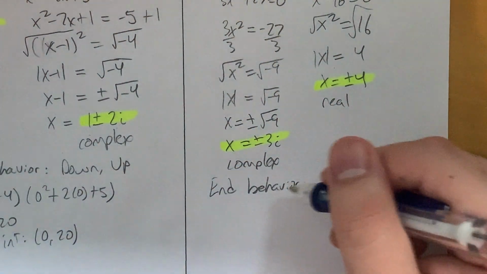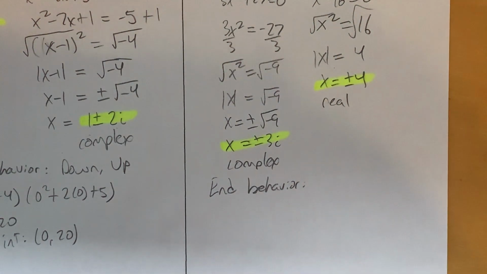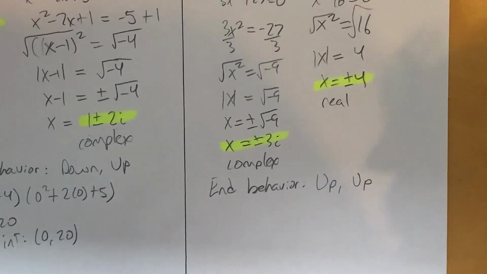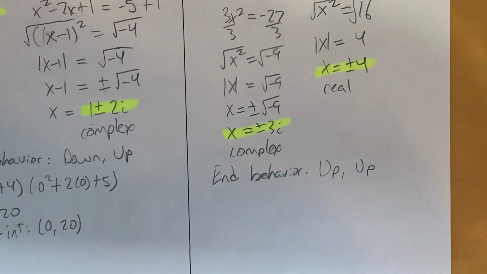So, for the end behavior, what degree do we have? 4, right? And what is the leading coefficient? Positive or negative? It's going to be positive. If you multiply 3x squared times x squared, it's going to leave you 3x to the 4th. So we know it's degree 4 and it's positive. So what is the end behavior? The end behavior is up, up.